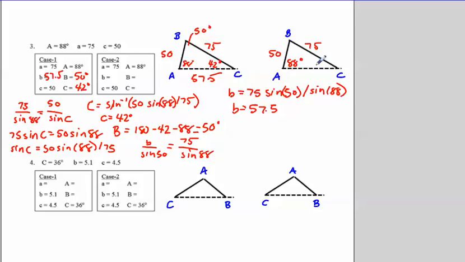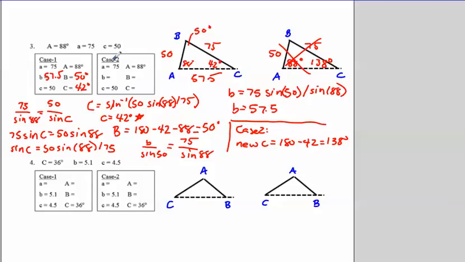And to find my angle, I need to go to the first angle that I found, which was 42 degrees, and subtract that from 180, so that in case 2, my new angle C is 180 minus 42, which is 138 degrees. So I put 138 degrees in here, and all of a sudden I notice that 138 plus 88 is already well over 180. So this case does not make sense. So there is no case 2. And there's just one triangle.